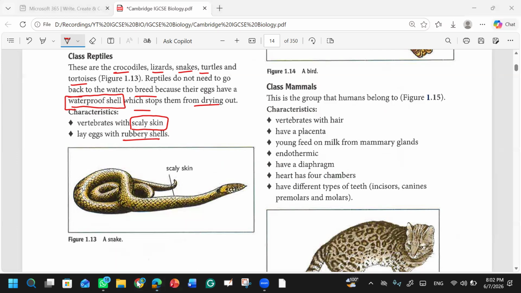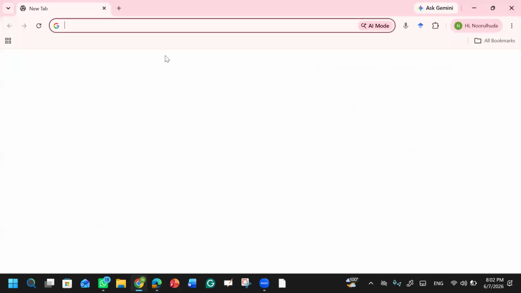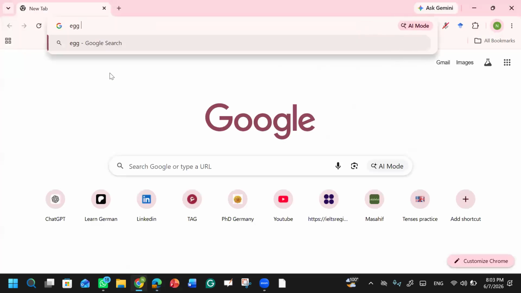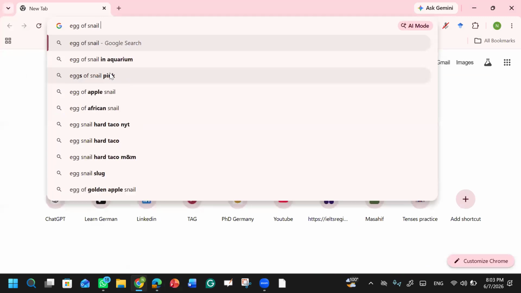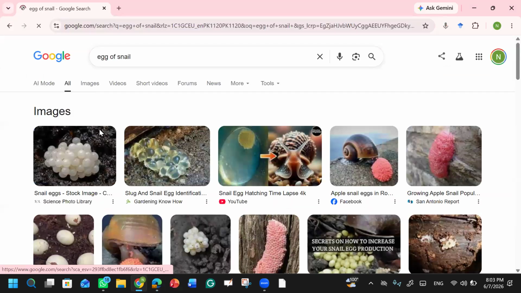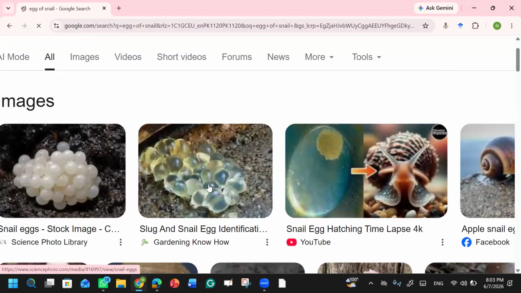Let me show you the egg. This is what I am saying. They are rubbery in nature, rubber like. Their eggs are rubber like. So you see, they are different from the bird shells.